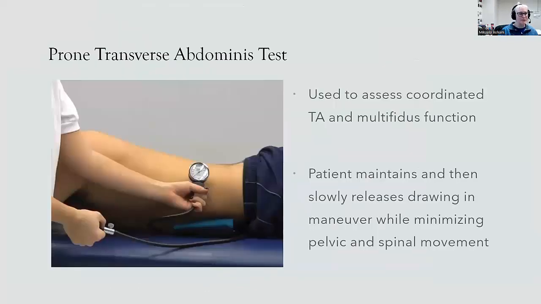Another test is the prone transverse abdominis test. This can be used to assess the coordinated transverse abdominis and multifidus function. The patient maintains and then slowly releases the drawing-in maneuver while minimizing pelvic and spinal movement.